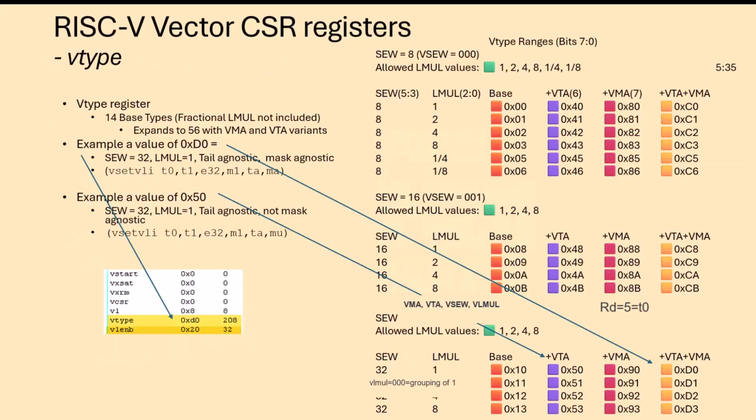This graphic looks a little bit overwhelming, but really it's quite straightforward. It shows a subset of values returned in the vtype register according to various vsetvli requests. So the value that we saw in the destination register is actually reflected in here. An example is a value of hexadecimal D0, which signifies SEW of 32, LMUL of 1 with the mask and tail attributes set to be agnostic.